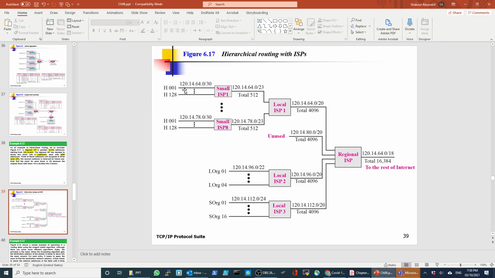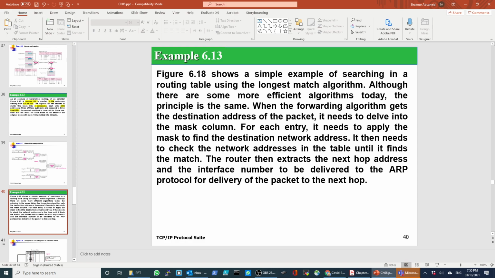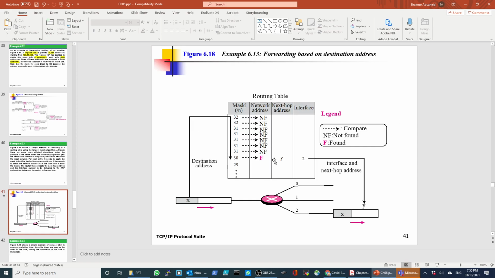So in here again, think about houses. Each small company or house has four IP addresses in each one of these. They will be aggregated to a local ISP. In here, it's bigger. In this one, we don't have small ISPs; they are connected to the local ISPs. However, the total will be 4096. Same thing in here, same thing in here, and will be connected there. And that's how it is in real life, right?